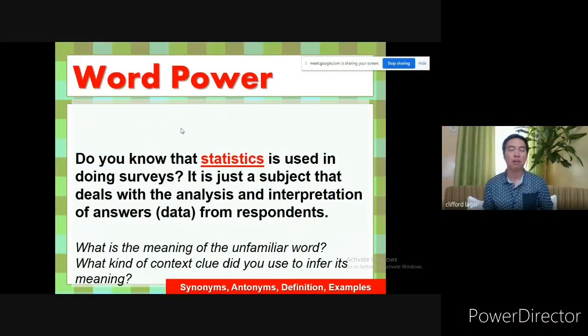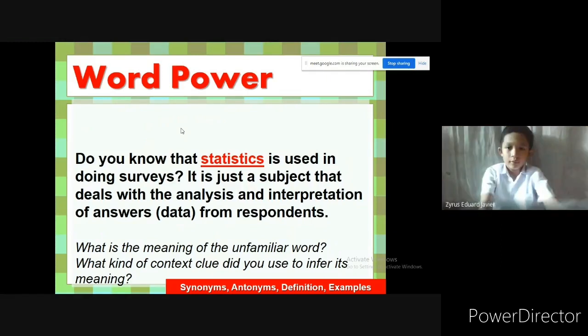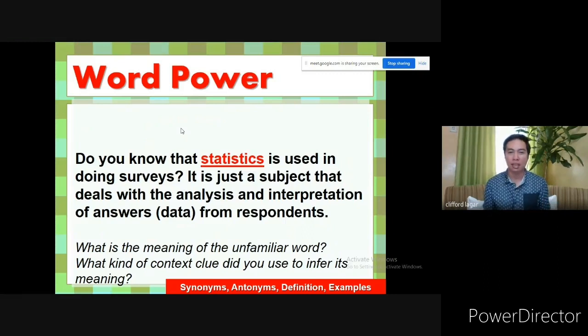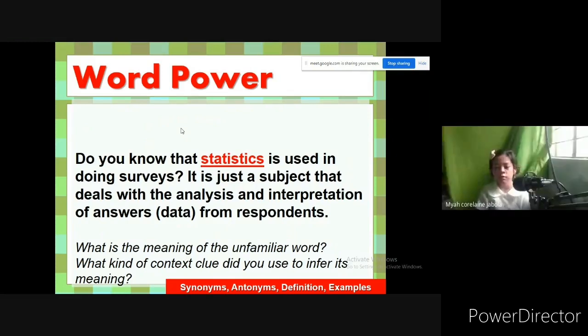Okay, so moving on with our next activity. Now, let's have our word power as our vocabulary development activity. I want you to infer the meaning of these unfamiliar words using the context clues given in these sentences. I will be calling one student to read the sentences and another student to answer the questions or infer the meaning of the unfamiliar words. The context clues may be synonyms, antonyms, definitions, or examples. Are you ready now? Yes, sir. Okay, very well.